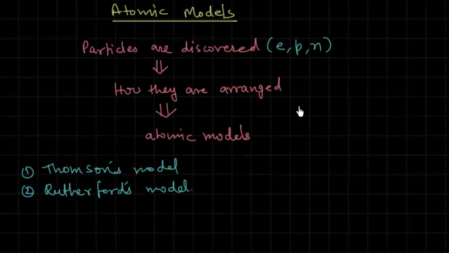So now that the basic mathematics is out of the way, we can get back to our atomic models. In the logical flow, what we studied till now is that the particles were discovered. Once the particles are discovered, naturally we start to think about how they are arranged inside an atom. We know that the atom has these particles, but how are they arranged? This is how the atomic models theory started. We will study these two, Thomson's model and Rutherford's model, as both of them are important ones.